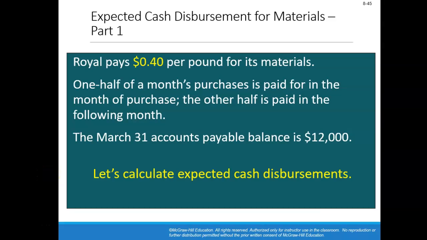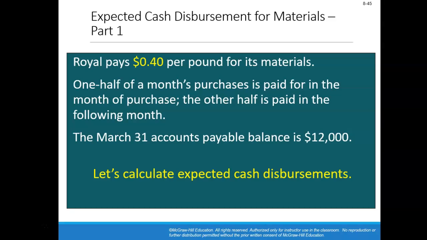So now let's take a look at our cash disbursements. Again, remember that each pound of material costs us 40 cents. And we're saying that we're going to pay for one half of the material the month it was purchased. The other half will be paid in the following month. At the end of the first quarter, we owe $12,000. That amount will be paid in the month of April.